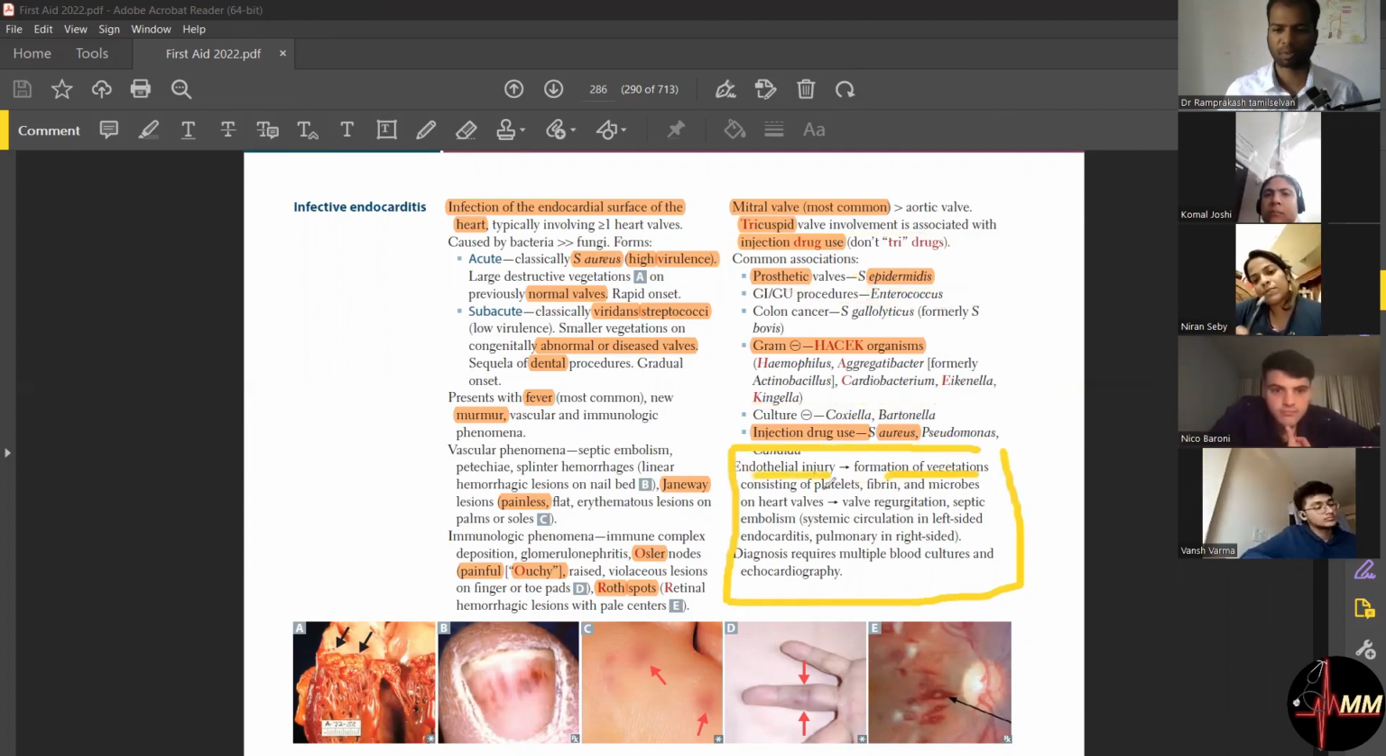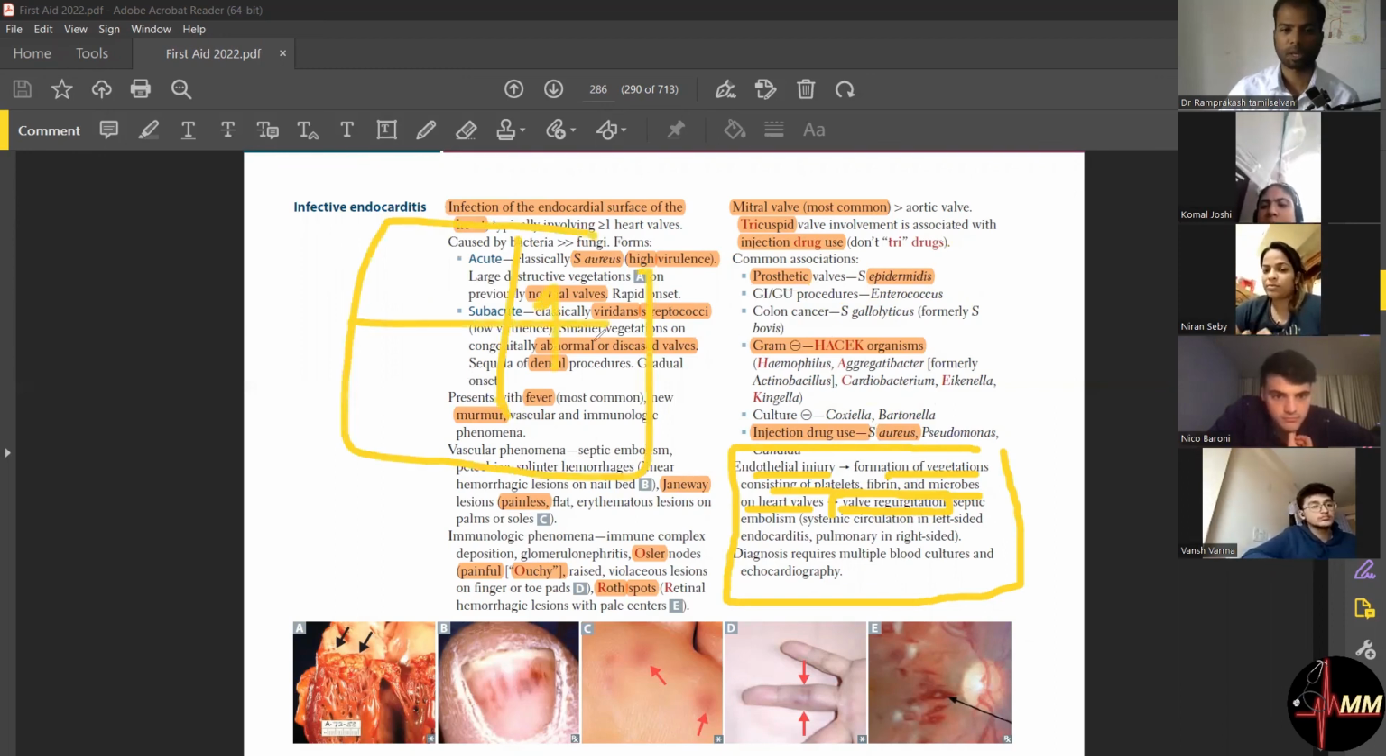Endothelial injury, formation of vegetations consisting of platelets and microbes on heart valves, valve regurgitation. That point is very important, so expect some valve regurgitation. What are the valvular dysfunctions? Common is going to be valve regurgitation. For example, mitral valve regurgitation is very common. If this is the heart, there is going to be mitral valve regurgitation. That's a very important point.